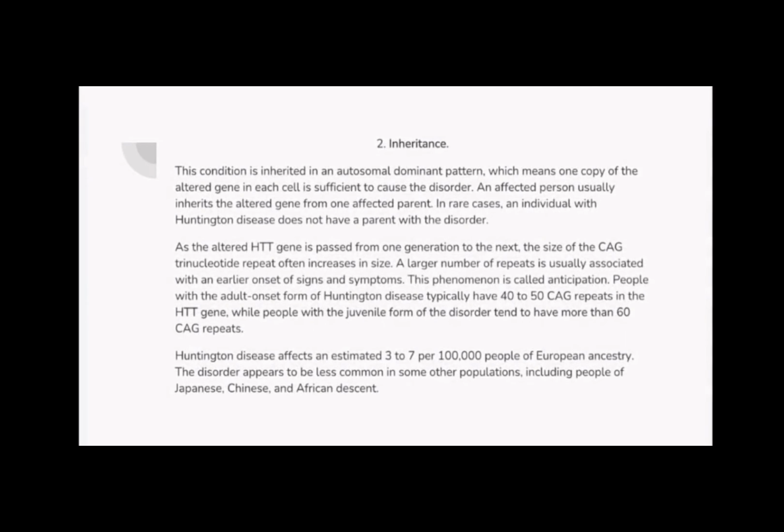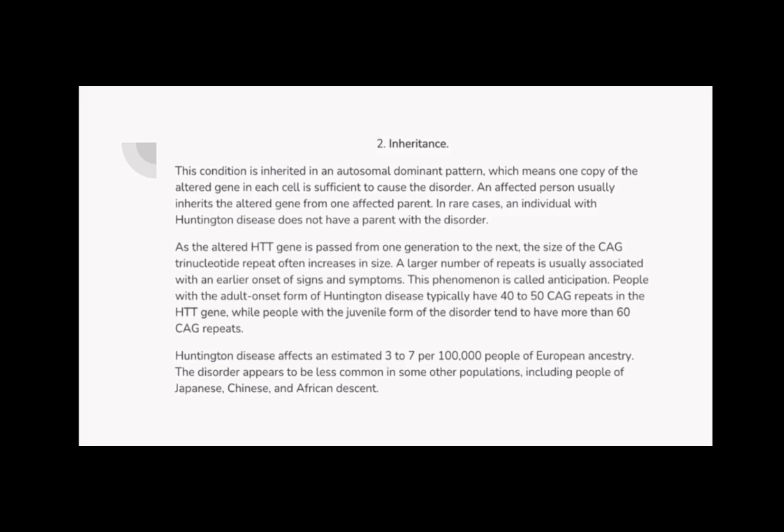Another etiology of HD is inheritance. This condition is inherited in an autosomal dominant pattern, which means one copy of the altered gene in each cell is sufficient to cause the disorder. An affected person usually inherits the altered gene from one affected parent. In rare cases, an individual with Huntington disease does not have a parent with the disorder.